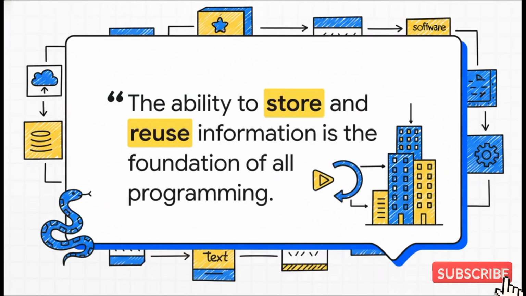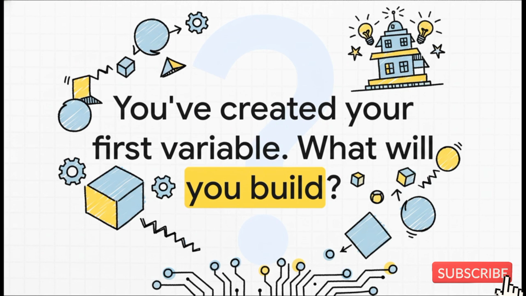And that really brings us to the core truth here. This isn't just some little trick for Python. This is a fundamental concept for all programming. The simple ability to create a labeled box, store some information, and reuse it is what allows us to build complex, dynamic, and useful software. So now you get it. You've seen how to create your very first variable, this absolute fundamental building block of code. The only question left is, what are you going to build with it?